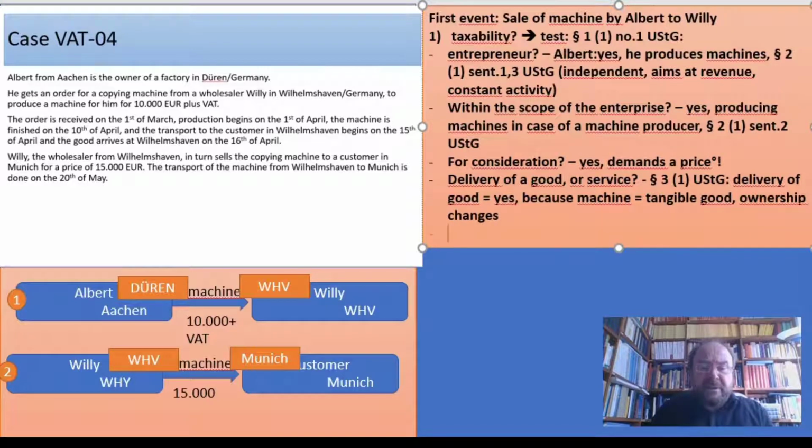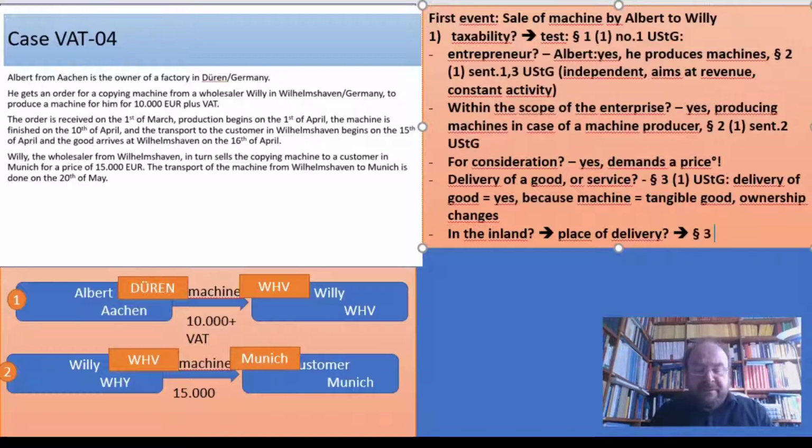Then we also have, last but not least, we have to determine if the event is attributed to the inland, if from the perspective of VAT it should be attributed to the inland. For this we need the place of delivery. And there are 2 basic rules, you remember that, 3.6 and 3.7. 3.6 if the good is moved during the transaction, 3.7 if that doesn't happen.